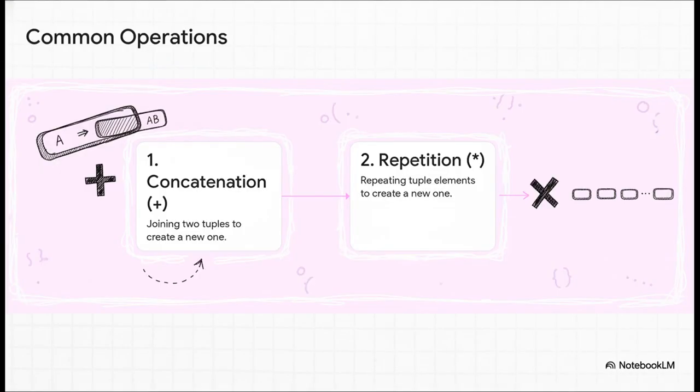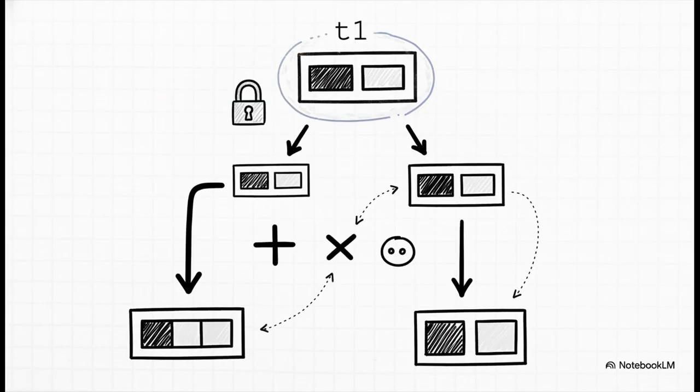Two of the most common things you'll do are concatenation and repetition. Concatenation, which just uses the plus sign, lets you join two tuples together to create a new longer one. And repetition, using that little asterisk, lets you create a new tuple by repeating the elements of an old one. Now this is the key takeaway here. Look at what's happening. Our original tuple, T1, is completely untouched. It's still just 1, 2. What we're seeing here are brand new tuples being created as a result of our operations. That's immutability in action. It preserves the integrity of your original data.